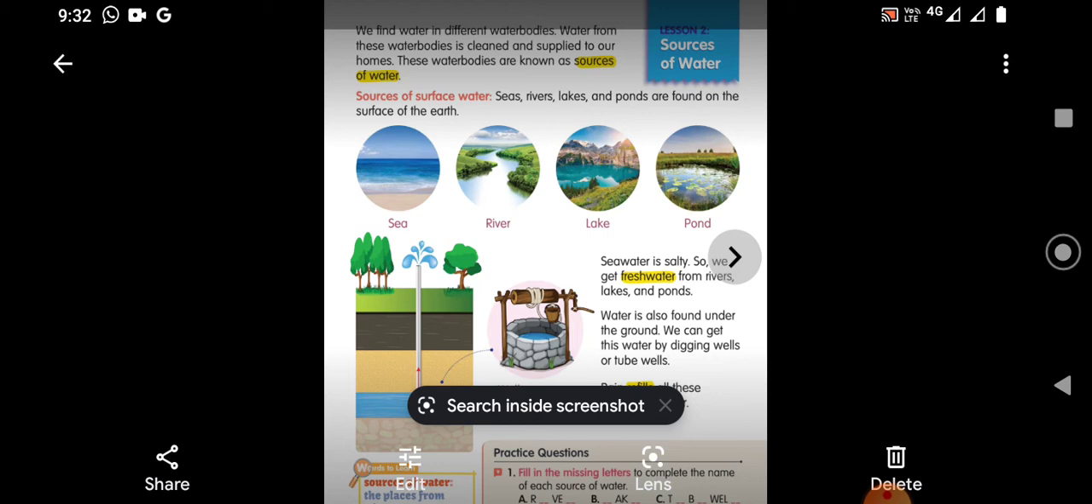See, but in this, how are they different? Sea has salty water. River, lake and pond has fresh water, which we can use for drinking, cleaning up and then using. Water is also found under the ground.